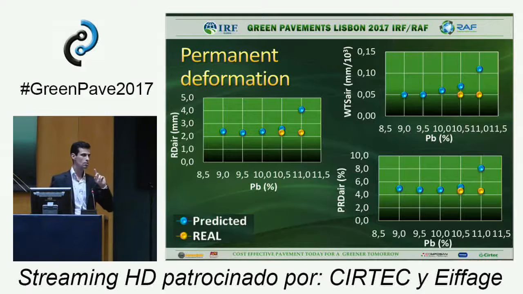And let me just say one thing. 10.5% is not only bitumen. It's bitumen plus the RAR X. So in this case, without even going to the lab, I would use 10.5% of bitumen. We used 11% in the field. So it's quite similar, and I didn't need to go to the lab.